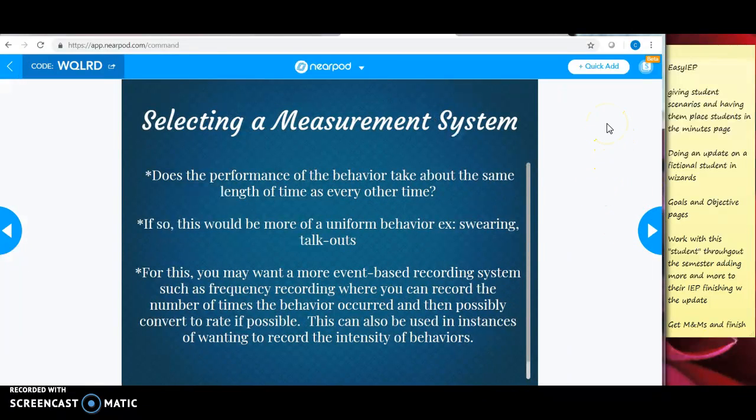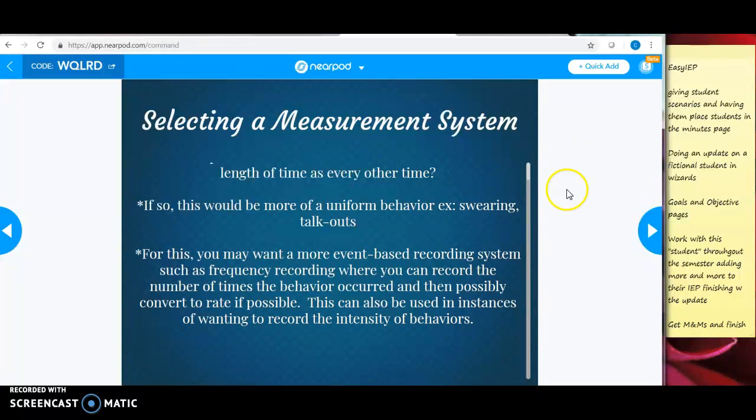Now we're going to talk about selecting a measurement system. So does the performance of the behavior take about the same length of time as every other time? If so, this would be more of a uniform behavior, for example, like swearing or talkouts. For this, you may want a more event-based recording system, such as frequency recording, where you can record the number of times the behavior occurred and then possibly convert to a rate if possible. This can also be used in instances of wanting to record the intensity of behaviors.